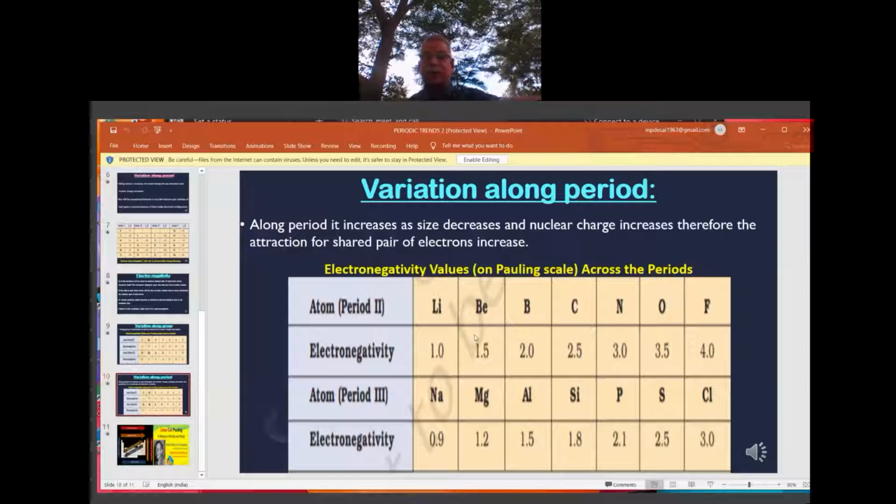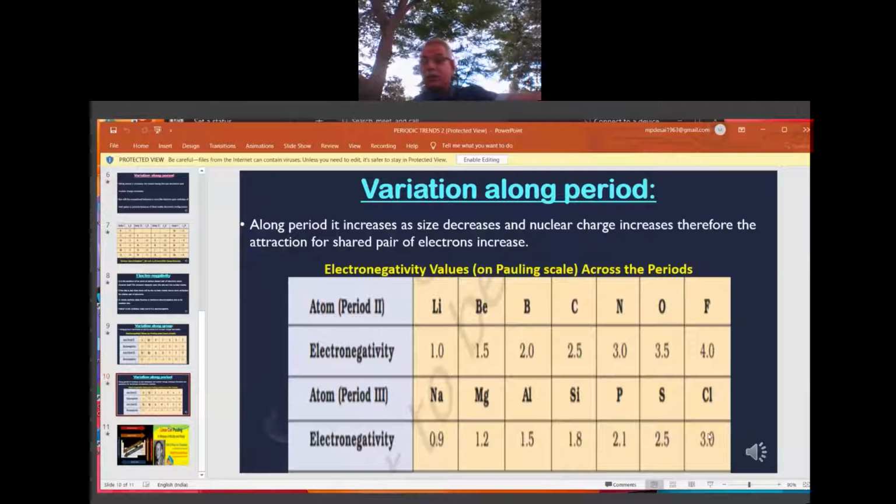So see the values 1.0, 1.5, 2.0, 2.5, 3.0, 3.5 and 4. Whereas in the third period, starting from sodium: sodium 0.9, magnesium 1.2, aluminum 1.5, silicon 1.8, phosphorus 2.1, sulfur 2.0, chlorine 3.0. Okay, and if you see what I told, right top are the best electronegative, and the data is giving support to us. So it is support for our discussion.